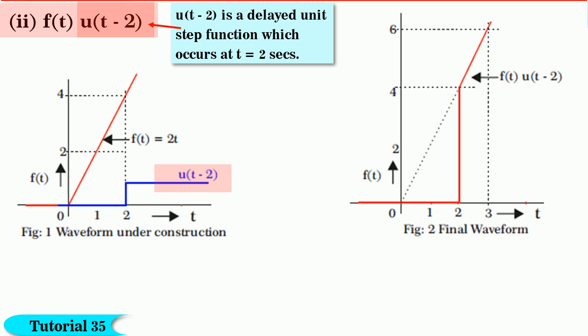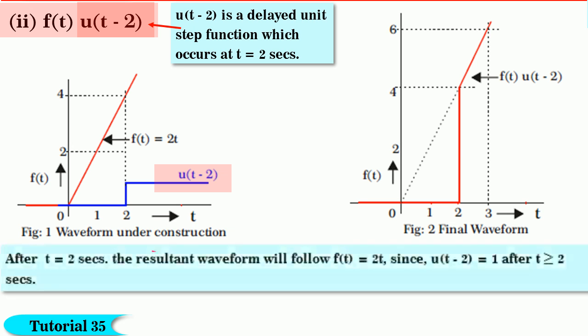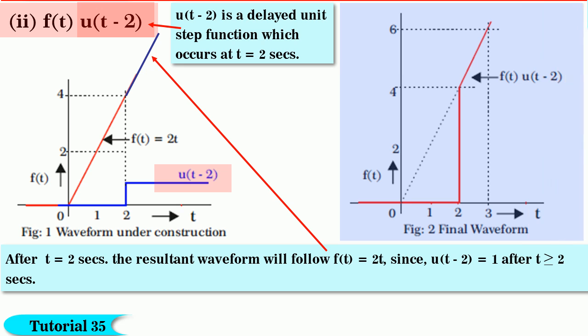You know u of t minus 2 is a delayed unit step function which occurs at t equal to 2 seconds, as shown. It is interesting to note that the resultant function now is 0 between 0 to 2 seconds because u of t minus 2 is 0 till 2 seconds. Therefore, after t equal to 2 seconds, the function will follow f of t equal to 2t. The resultant final waveform is shown in figure 2.